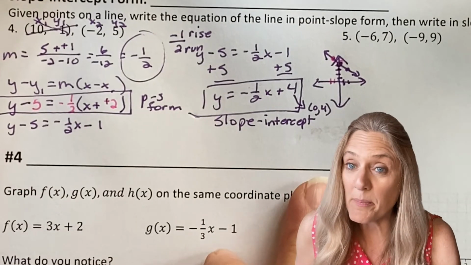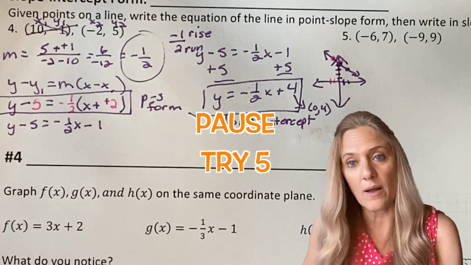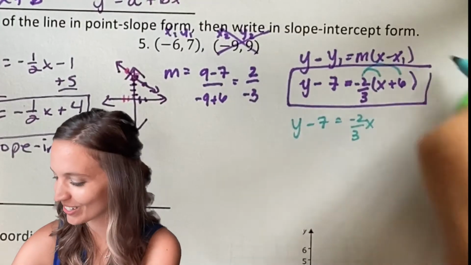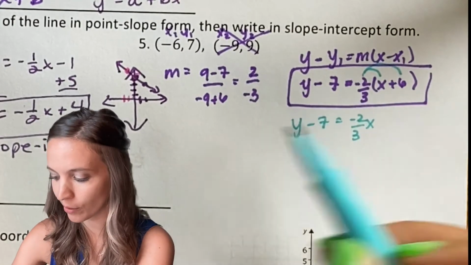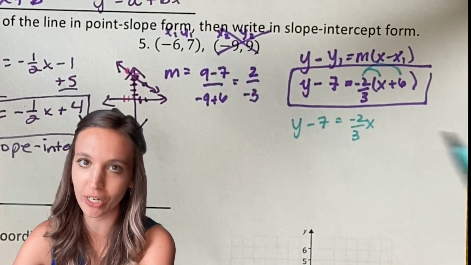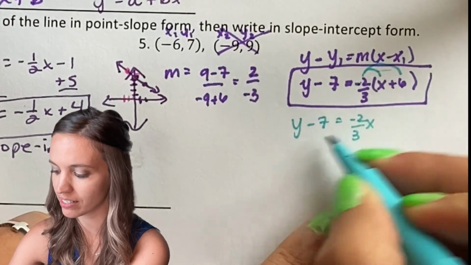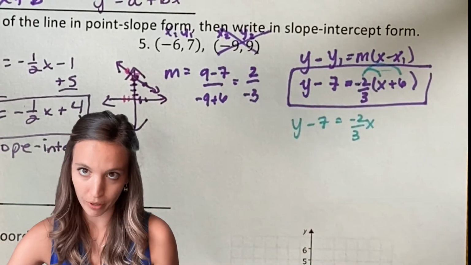I want you to give number 5 a try, and then we'll come back and see how well you did. Maybe even sketch it. Let's jump in and check your work. So here I've got my point-slope form right here. I got the slope was 2 over -3, so -2/3. I'm about to distribute this -2/3 to the 6 here so I can convert it to slope-intercept form.